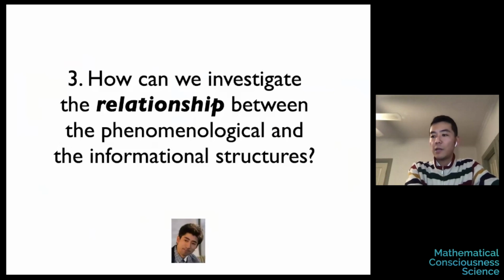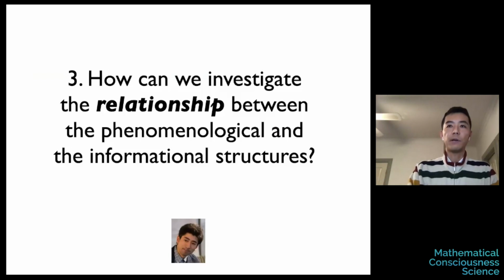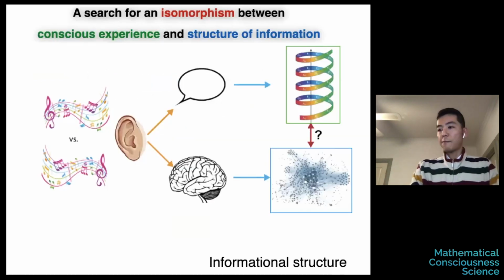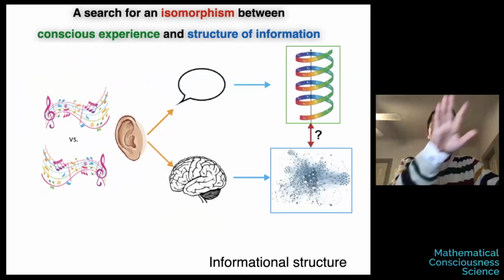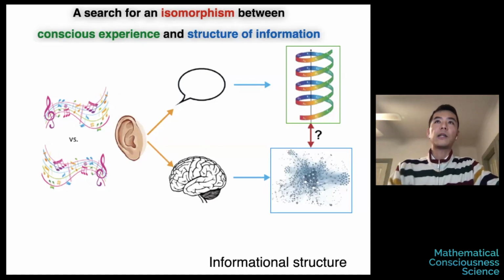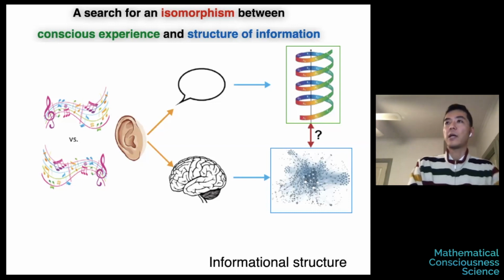And then in the last 10 minutes, I'll briefly talk about how to study these relationships, or network, or structure, whatever I said. This is the first slide I used for this talk, and now I'll explain what it means. The left side is about external stimuli, and the top right is the conscious experience. We try to characterize its structure through some kind of similarity rating. That's experience. And the bottom is recording from the brain and deriving the information structure. My goal is to find some kind of isomorphic correspondence between structure and structure.